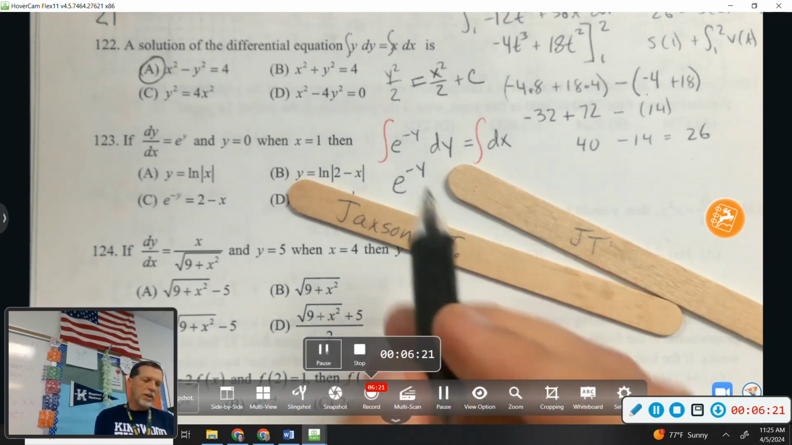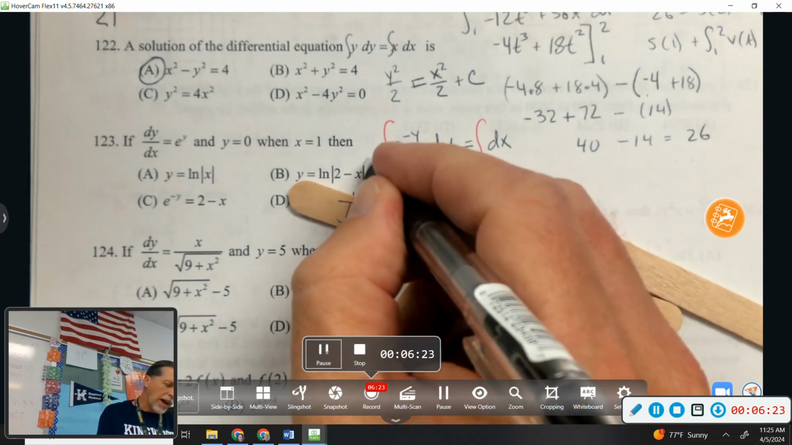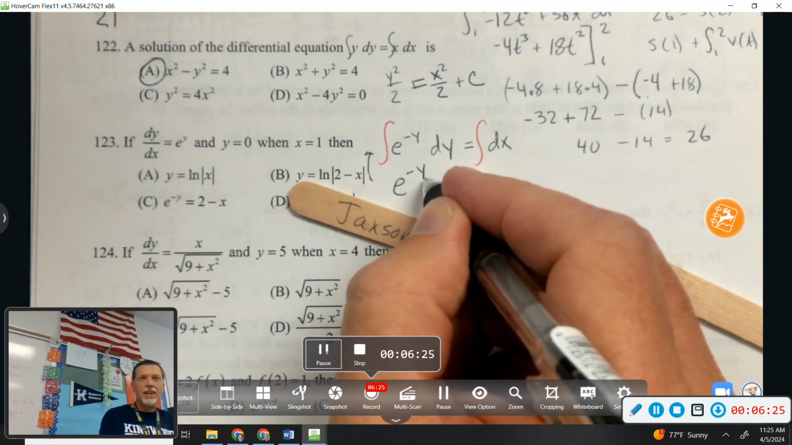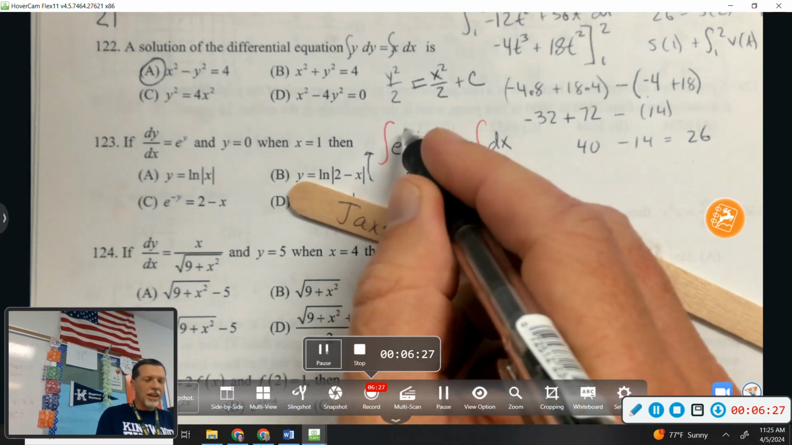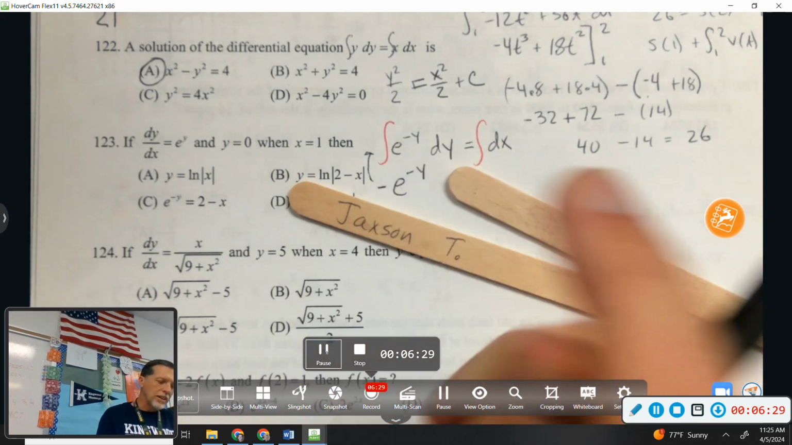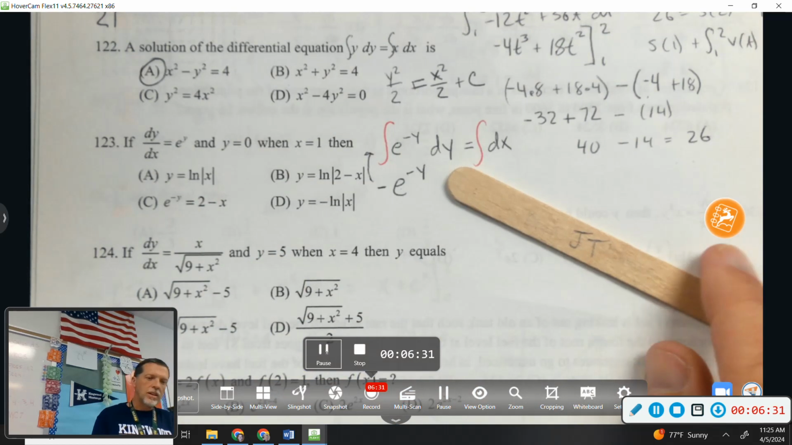But there'd be a chain rule thing, right? Check it by going backwards. If you took a derivative of e to the negative y, you'd get e to the negative y, but you'd also get a negative 1 on there. So you need a negative on there.